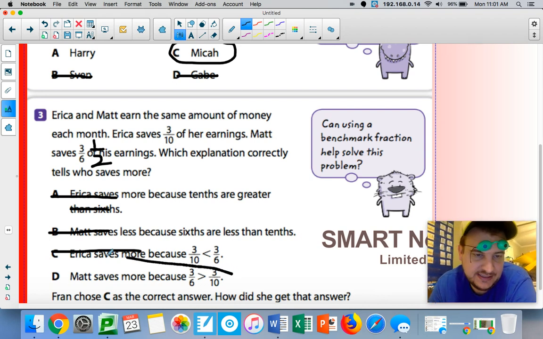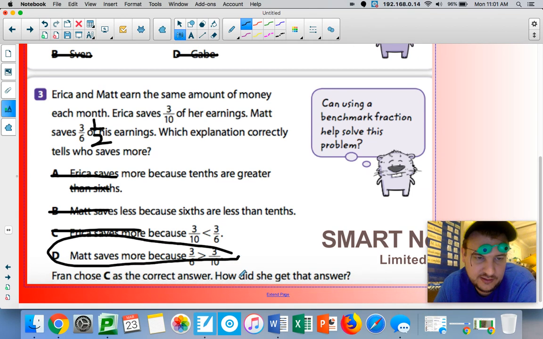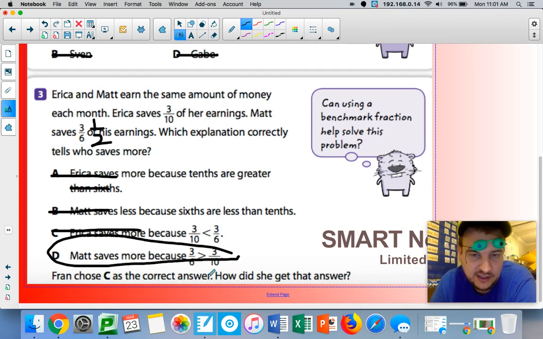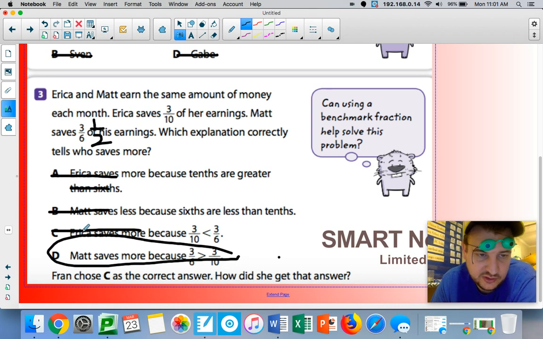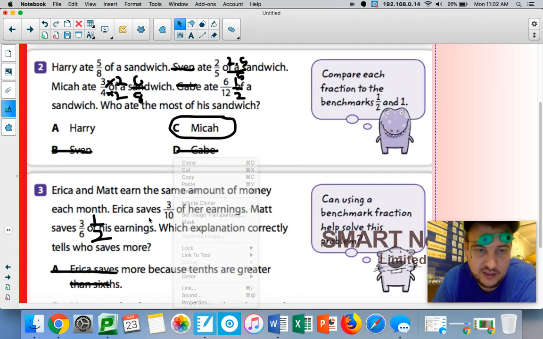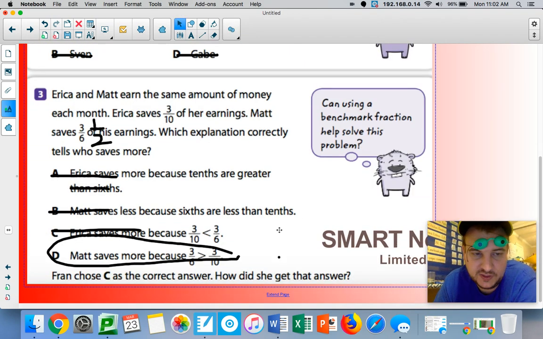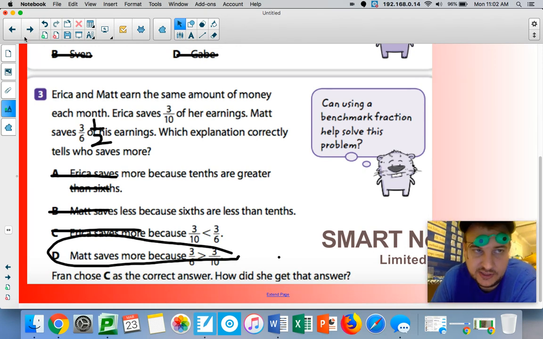Ding, ding, ding. Fran chooses C as the correct answer. How did she get her answer? So she chose C. Erica saves more. It looks like she got the right answer, but she didn't do the right fraction. When the numerators are the same, you look for the smaller denominator. So she said Erica saves more, but really her model shows the correct. So she just put the wrong name. So C is correct, except it should say Matt because Matt saved 3/6, not Erica. So Fran, check your work. That's what I would say.